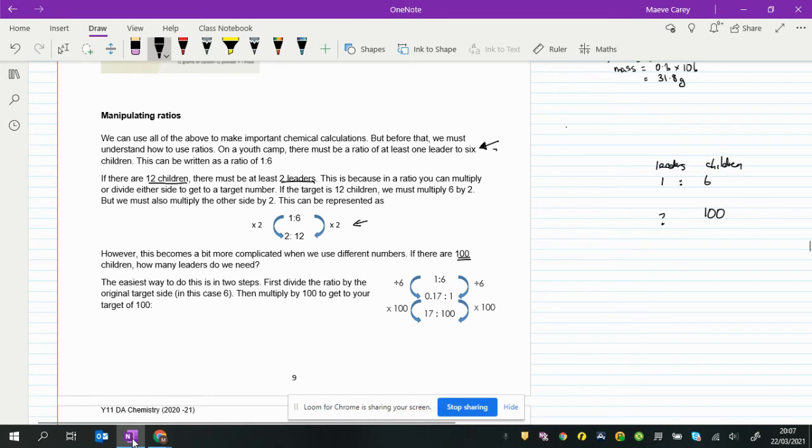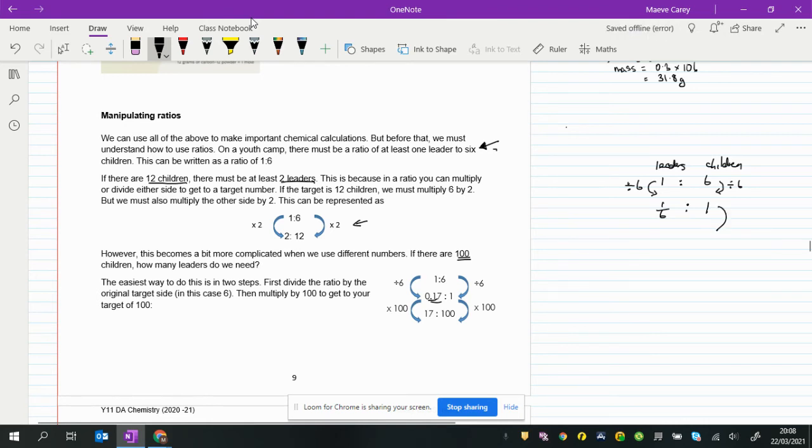What it says here is the easiest thing to do is do it in 2 steps, but you have to do the same to both sides of the ratio. So if we want to find out how many leaders you need per child, you divide by the ratio. So you're going to have 1 over 6. I think here it's done as a decimal, but let's put it as 1 over 6. So you need 1/6 of a leader or adult for every 1 child. That's how the ratio works out.